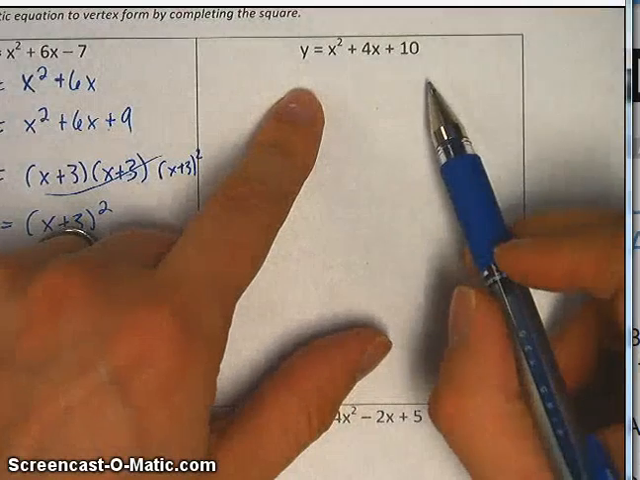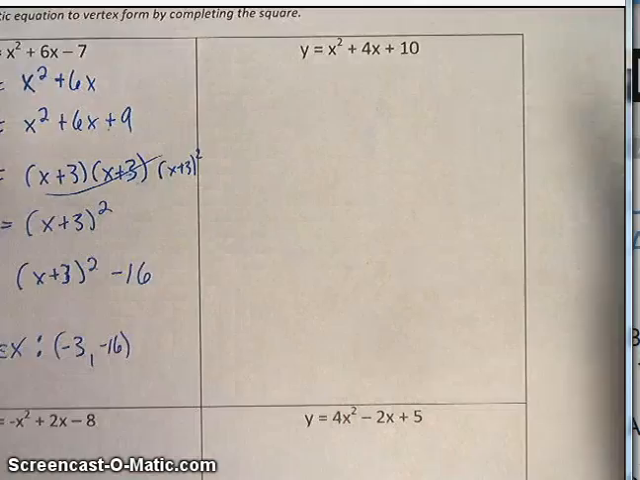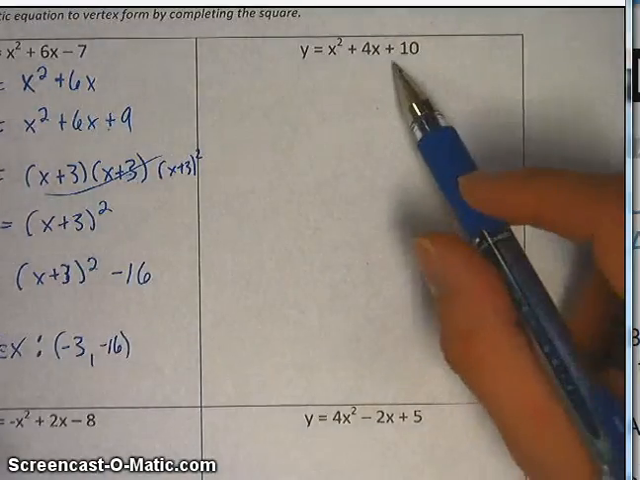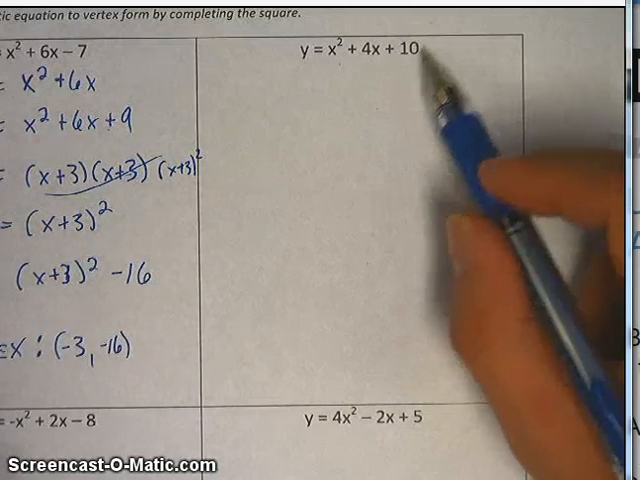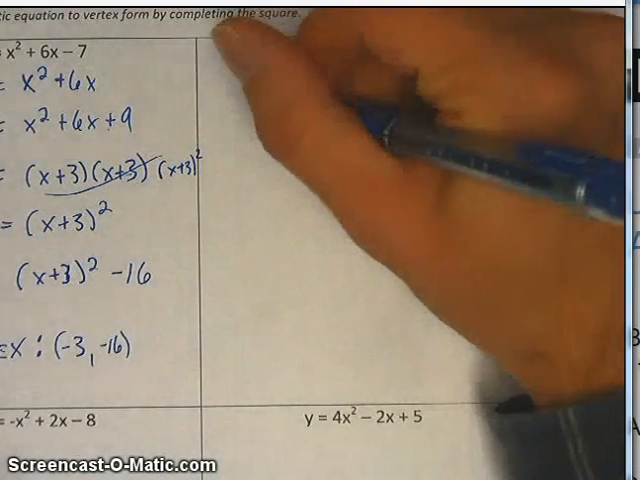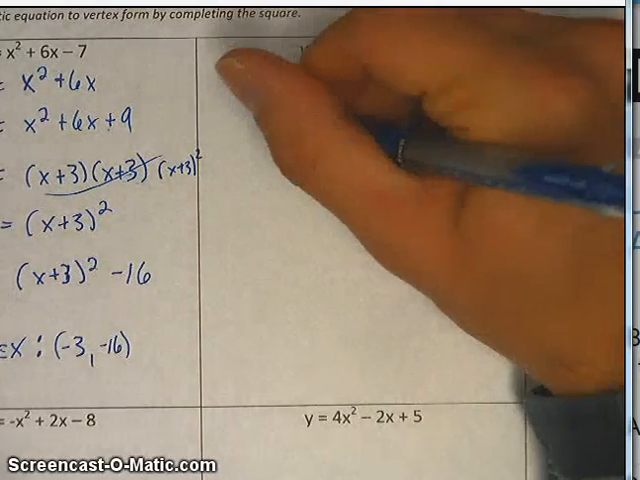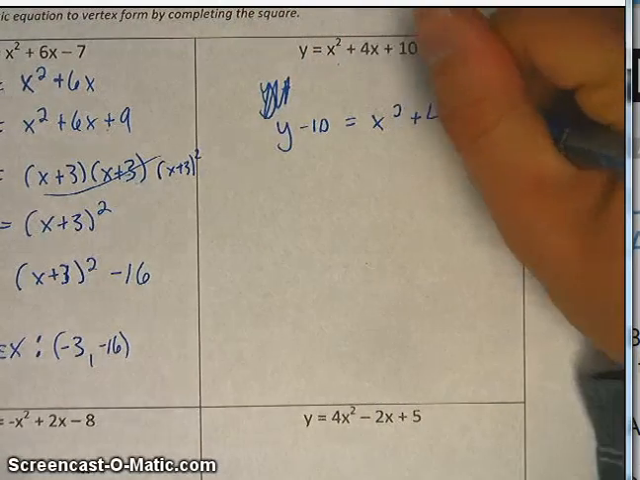So we've got this standard form equation, y equals x squared plus 4x plus 10, and I want to write it in vertex form. I do that by completing the square. The first step is to get the x squared and the x term by themselves. So we're going to take that plus 10 and move it over to the other side. y minus 10 equals x squared plus 4x.